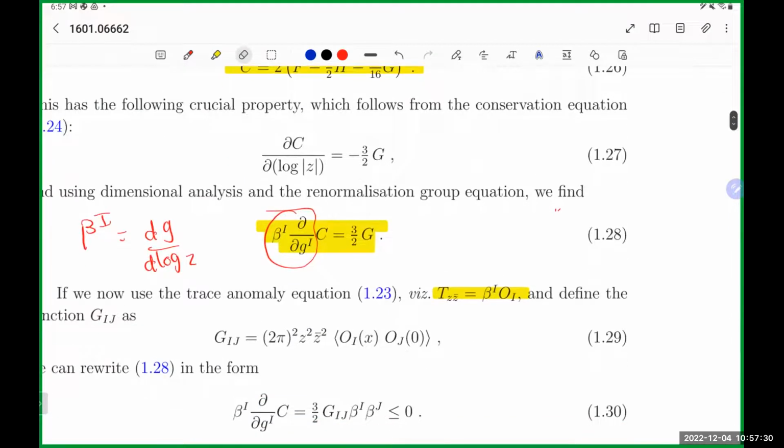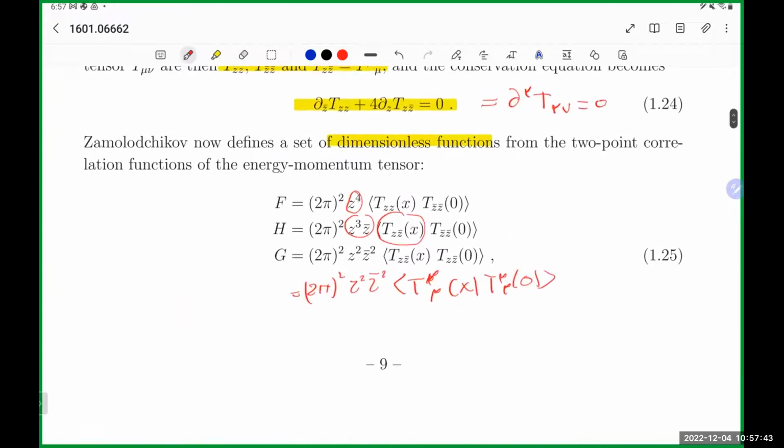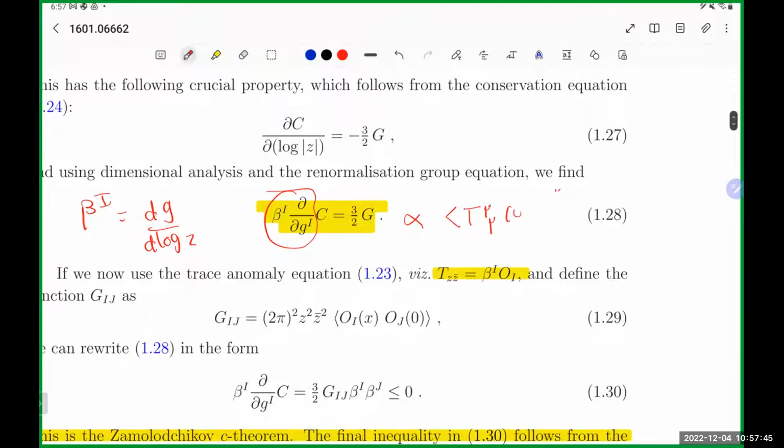So what we have here is something which is proportional to the 2-point function of T mu nu as a function of X, and T mu nu as a function of 0 and X. It's proportional, and we'll see in a second what the proportionality factor is. It's going to be important.